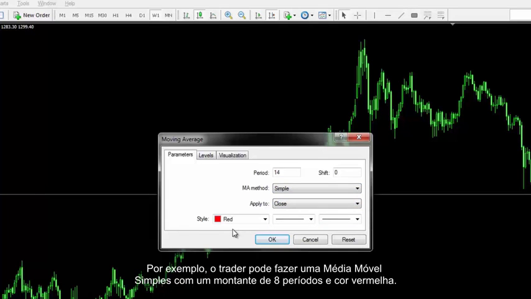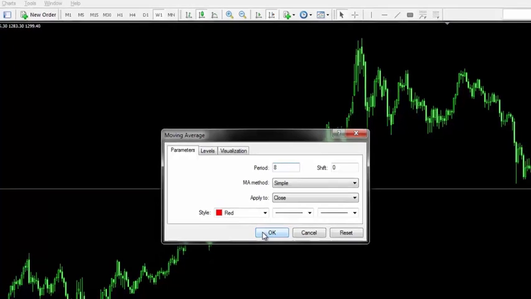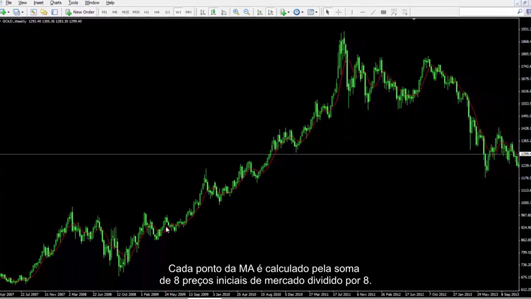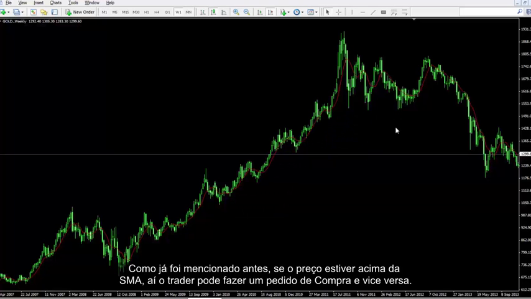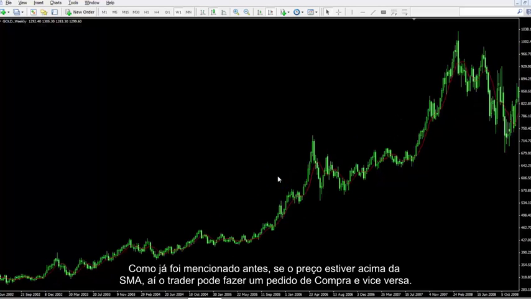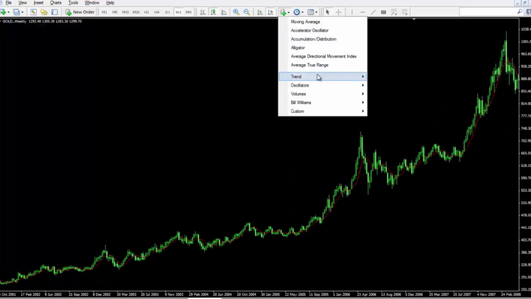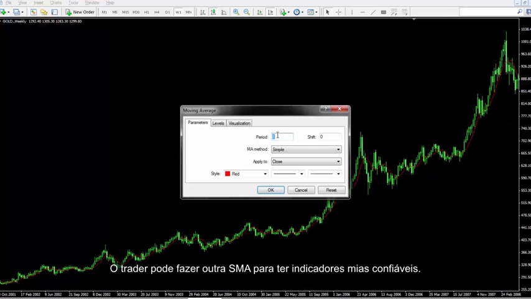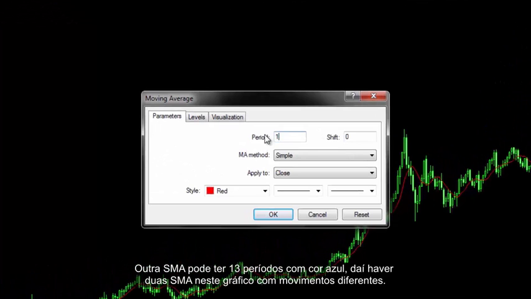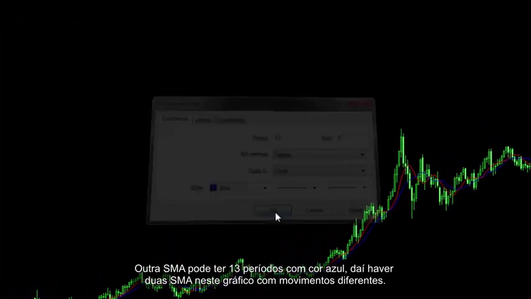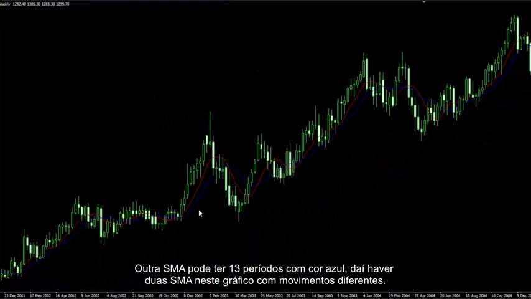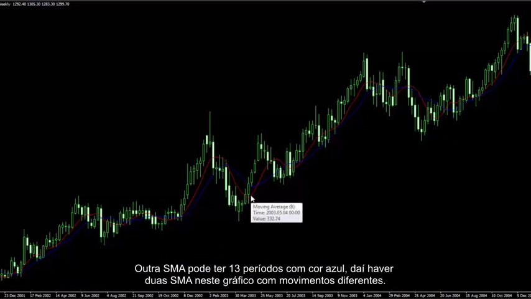A trader can define the price inference spot of each candle by applying the apply to option. For instance, a trader can place a simple moving average with a period of 8 and a red color. Each point of MA is calculated by the summation of 8 consecutive earlier market prices divided by 8. As mentioned before, if a price is above SMA, then a trader can place a buy order and vice versa. A trader can place another SMA to have more reliable indicators. Another SMA can have 13 periods with blue color. Thus, there are two SMAs on this chart with different movements.